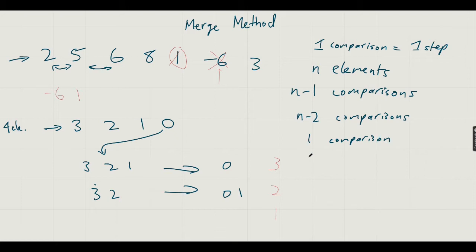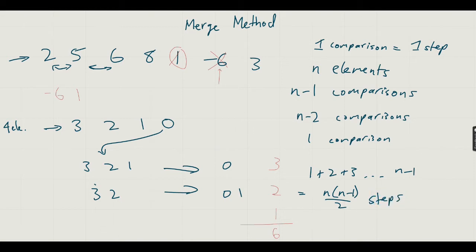So the total number of comparisons would be 1 plus 2 plus 3 all the way to n-1, which, if you've ever learned this, is equal to n(n-1)/2. You can probably find this sum on the internet, but since you're watching a math video, you probably already know this, hopefully. And so this is the number of steps it would take.